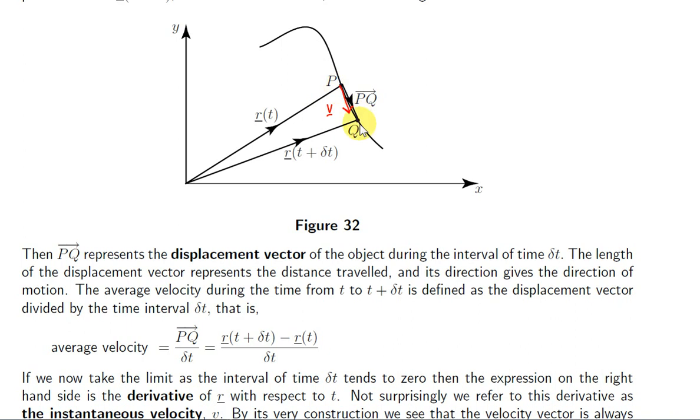The displacement PQ divided by delta t is just an average velocity. The average velocity would be in the same direction as PQ. It's just the displacement vector PQ scaled down by delta t. So the average velocity would be in the same direction as PQ, but scaled down by this amount delta t.